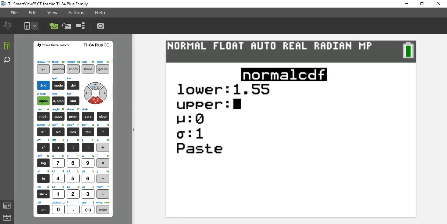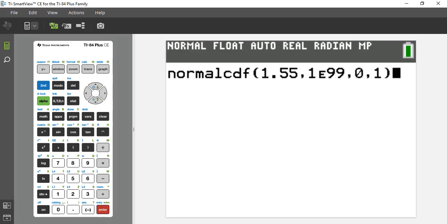So remember when we talked about this in class, you'll push 1. We'll get our scientific letter E in there, which you hit second comma, and then put 99. That's what represents positive infinity. If you needed to do negative infinity, you put a -1, E, 99. Okay? And then our mu, is it still 0? Yeah, because we're on the normal curve. And our standard deviation 1? Absolutely. And then it says paste, and then you're ready to go.